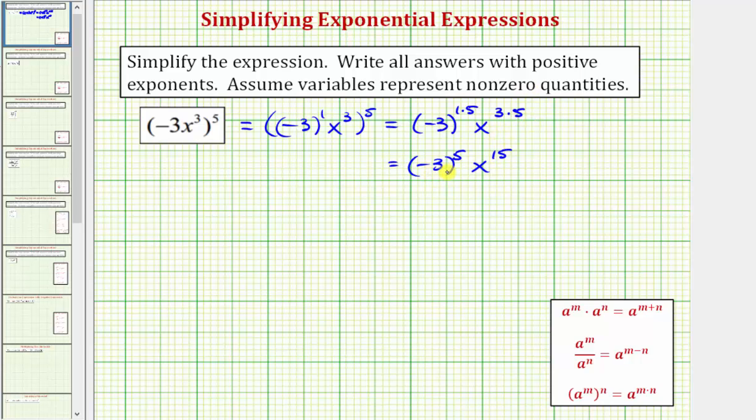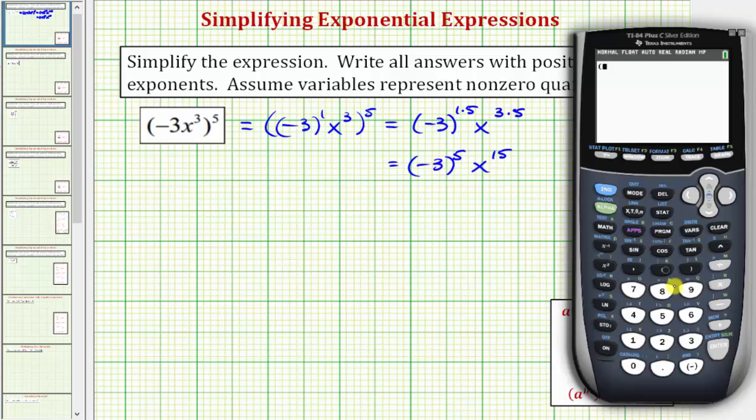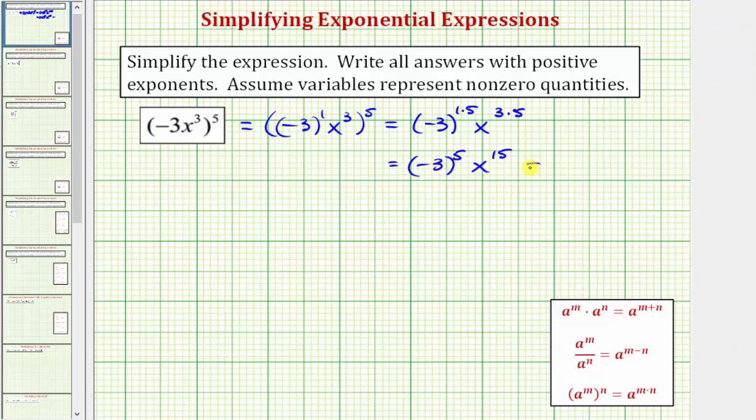And now we need to evaluate (-3)^5. So in parentheses, we have negative 3, close parenthesis, raised to the fifth, which equals negative 243. So this simplifies to negative 243x^15.